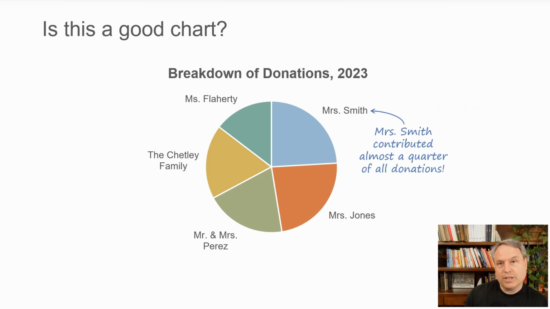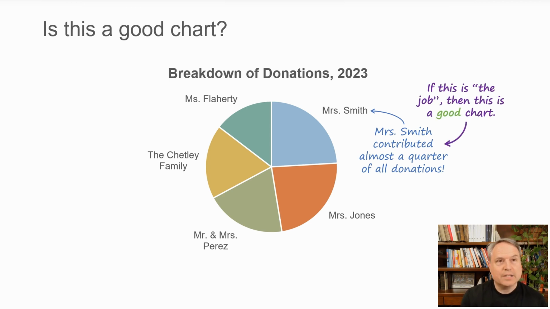However, if we assume that the job of this chart is to show that Mrs. Smith contributed almost a quarter of all donations, well, then I would say yeah, this is probably a very good chart because it's very obvious that Mrs. Smith's slice is a little less than a quarter. And maybe I would want to enhance it by highlighting that slice, for example.